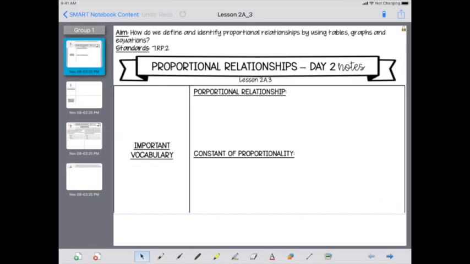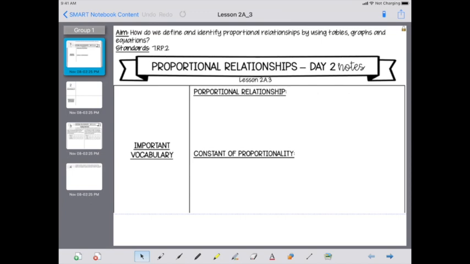We are on lesson 3 of our unit 2, proportional relationships. Our aim for today is going to be how do we define and identify proportional relationships by using tables, graphs, and equations. So let's just review what a proportional relationship is.